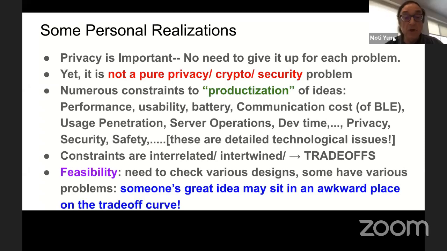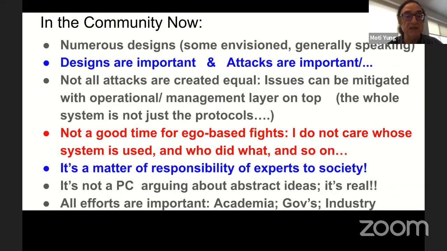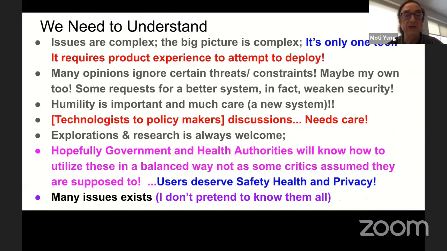Okay. So you need to go into feasibility and you need to involve specification, threat and risk. One more slide. We need to understand the issues are complex. The big picture is complex. It's only one tool, requires product experience. Many opinions are good. Everybody's participation is very good. That's the perspective of industry.